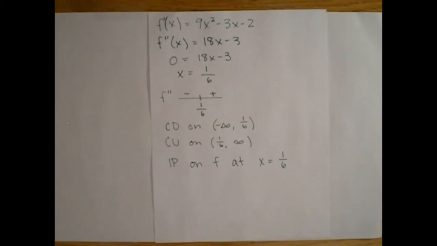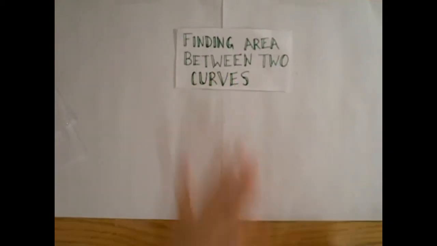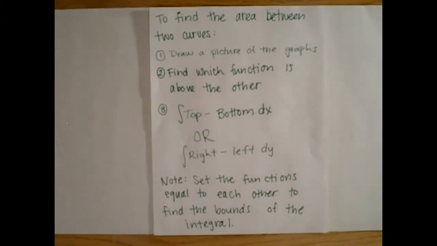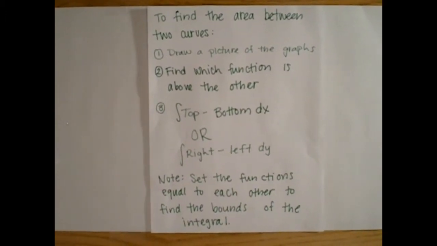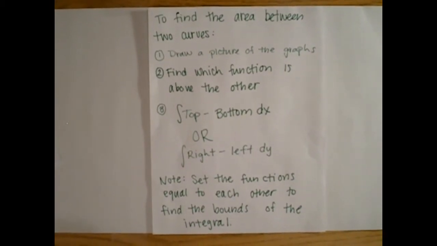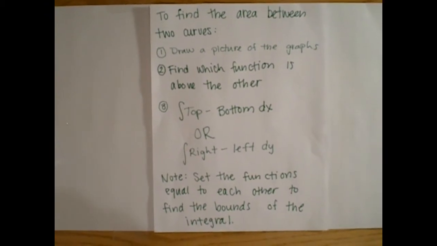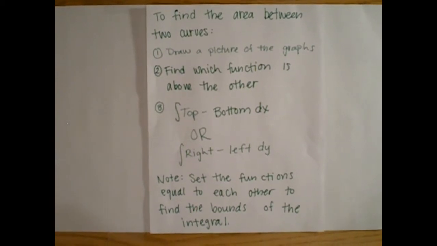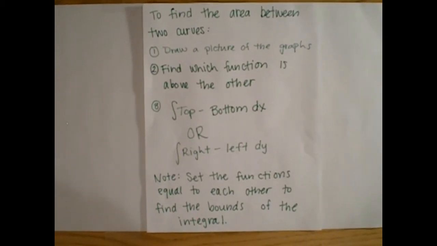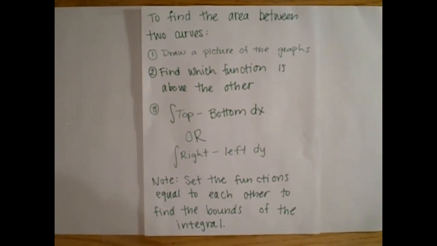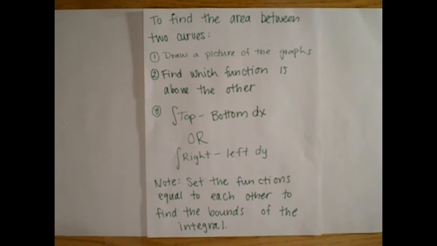Next, we're going to review finding the area between 2 curves. In order to do so, the first thing you want to do is to make a graph of the 2 curves so that you know which one is above the other or which one is to the right of the other. Then, we're going to take the integral of the top function minus the bottom function with respect to x, or the right function minus the left function with respect to y. Then we'll set the functions equal to each other to find out what the bounds of the integral are.